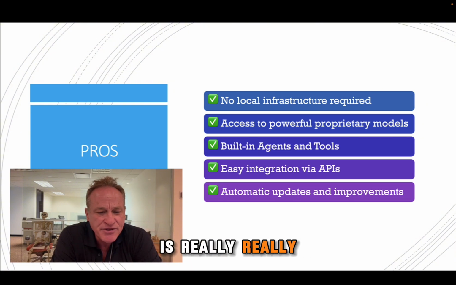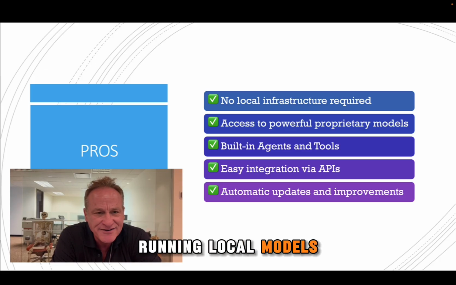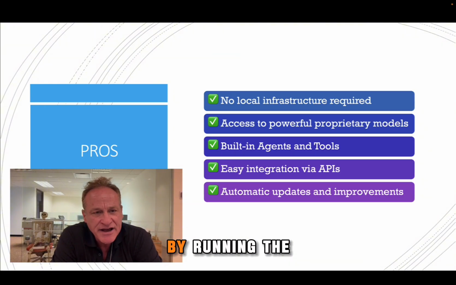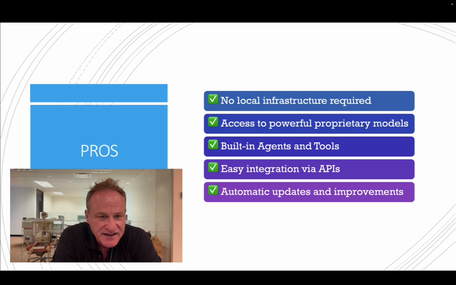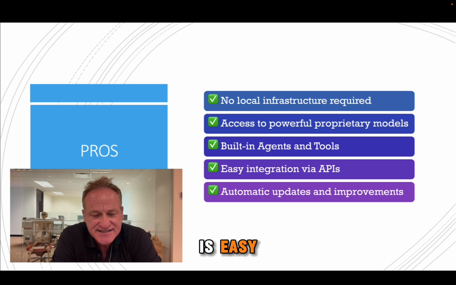And so that is really, really powerful, and that is a benefit that comes with cloud models that you don't get by running local models. So there is a lot more just out of the box by using a cloud model. Now, it is easy to integrate via the APIs if you're building tools or you're building agents. So API integration is easy.